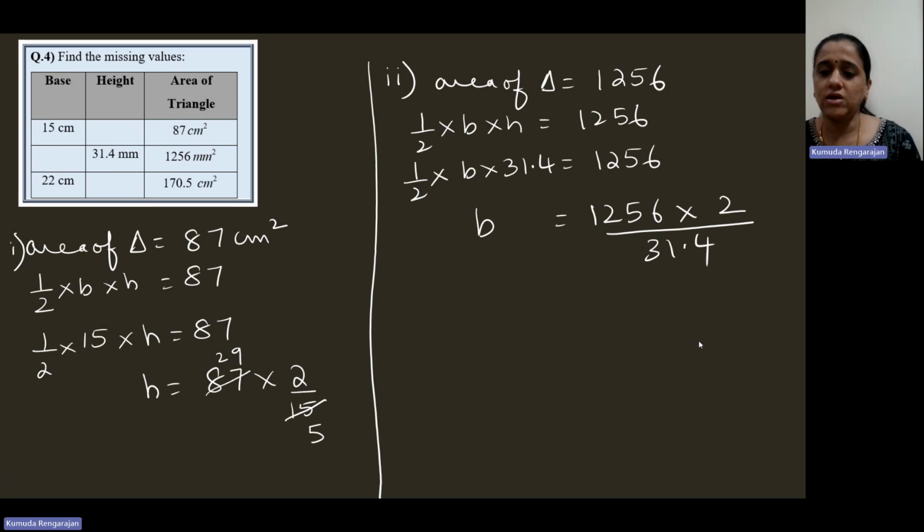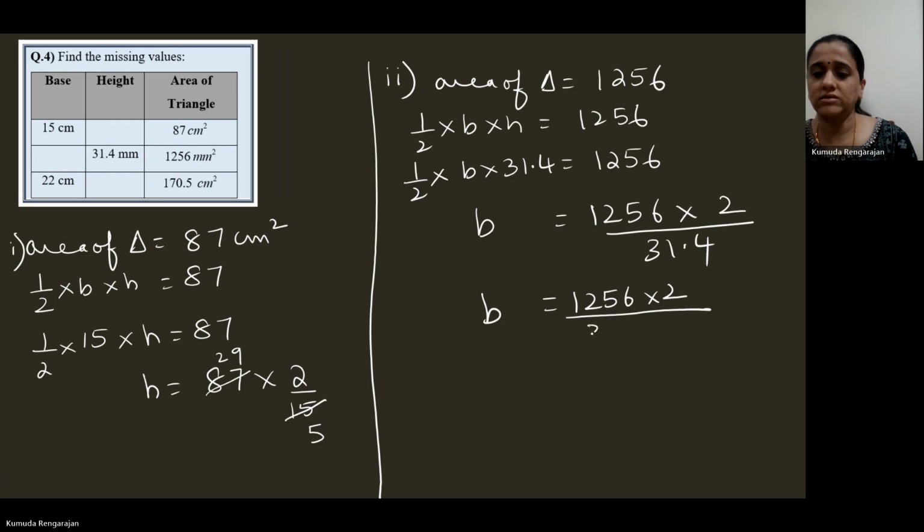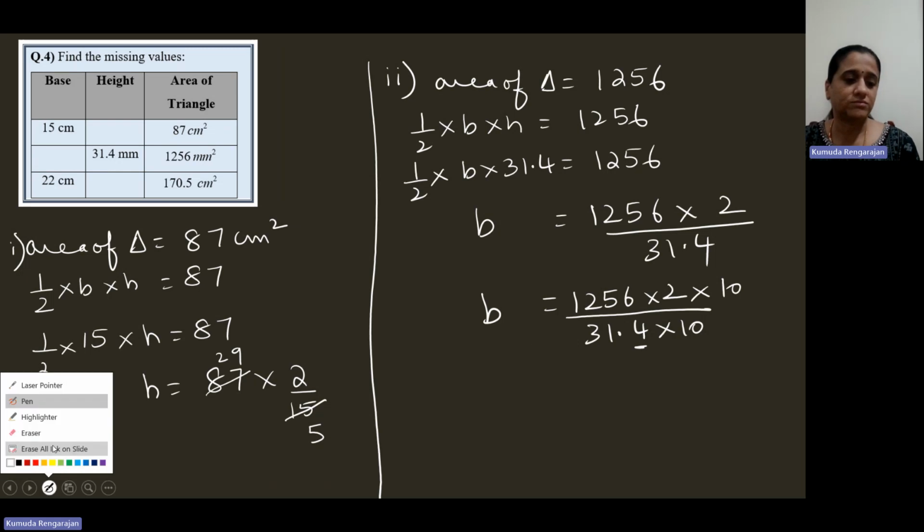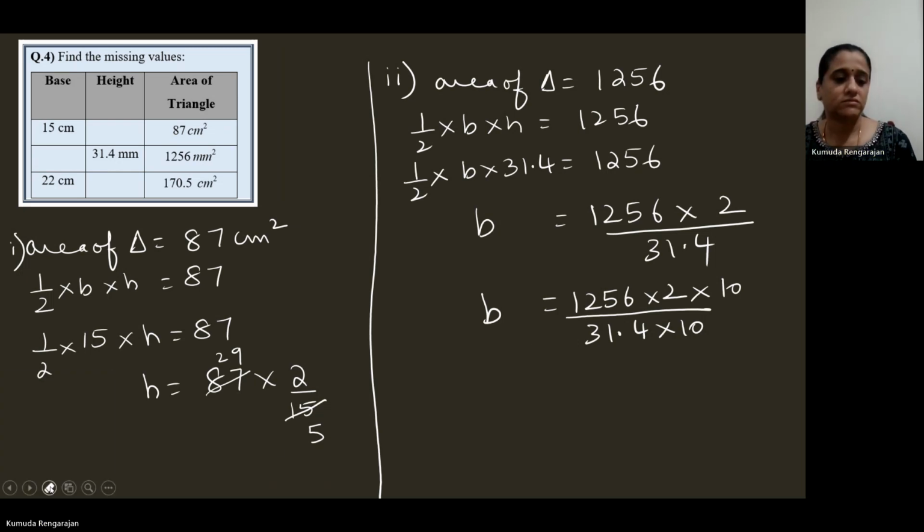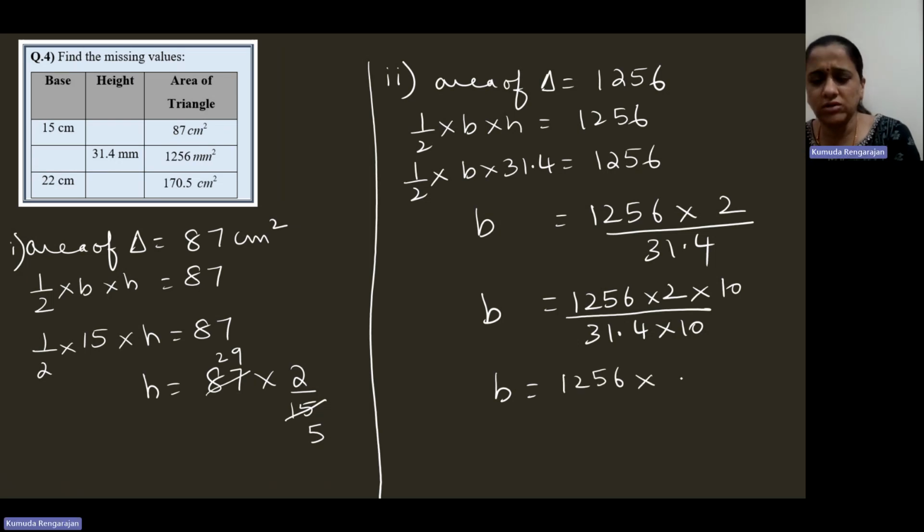Very good. Now, how do you get rid of the decimal point? Yeah, 31.4 multiplied by 10. So multiply the numerator also by 10. One decimal place. So you need to multiply by 10 to get rid of the decimal point. So do the same thing in the numerator. So next step, b is equal to... No, write it as 2 into 10 itself. Don't multiply. Divided by 314. All right.